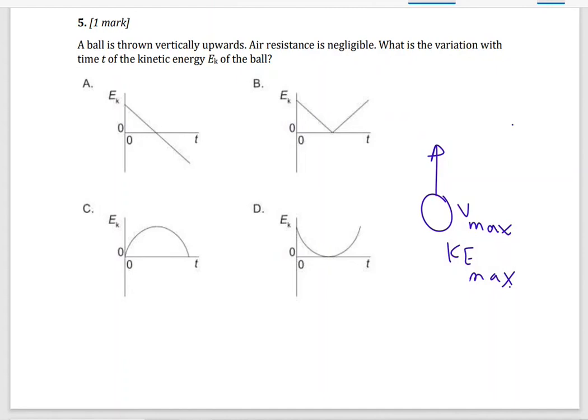Then what will happen to the velocity? The velocity will start to decrease till it reaches 0. The final velocity at the maximum height will reach 0. And then the ball will change its direction. The velocity will start increasing till it reaches maximum again. So maximum kinetic energy, then it reaches 0, and then, after changing direction, it will have maximum energy again. So the correct answer is D.